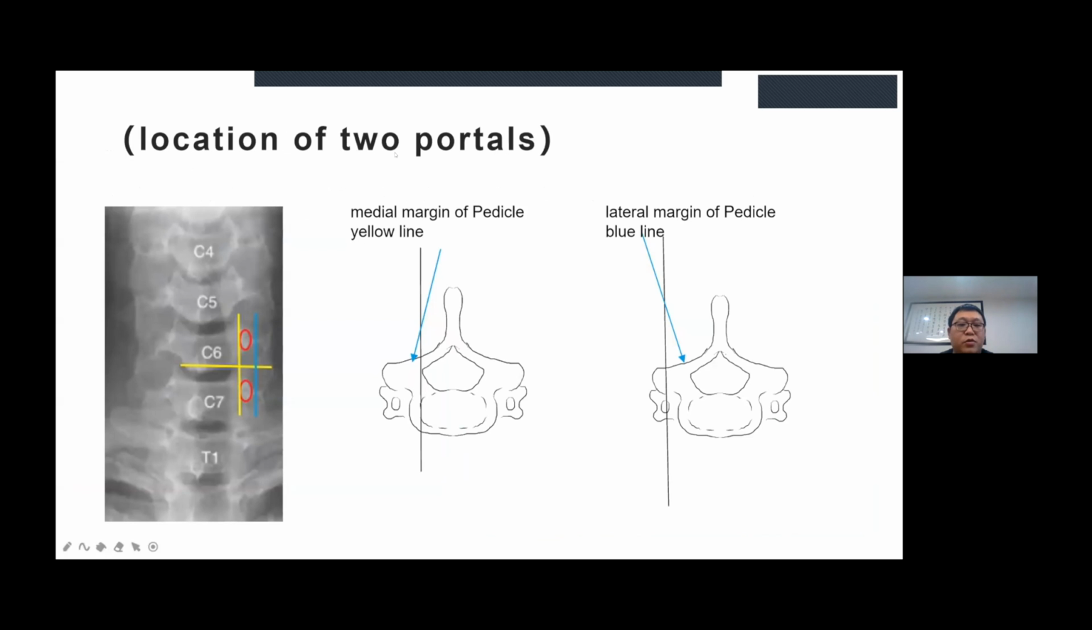Location of the two portals. I prefer the midline of the lateral mass. I draw a line between the two pedicles, and the midline, the blue line. From the cross point, about 1 centimeter above is the view portal, and 1 centimeter below is the work portal.